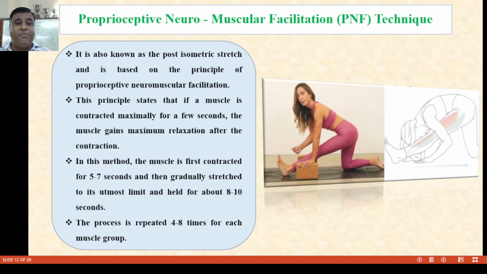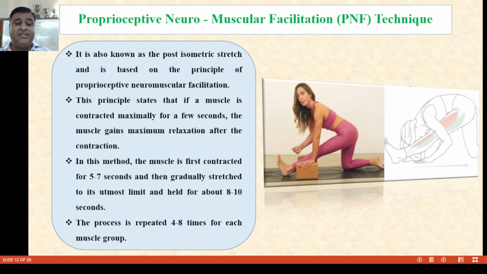Now PNF, proprioceptive neuromuscular facilitation, is called the PNF technique. It is also known as post isometric stretching exercise. It is based on the principle of proprioceptive neuromuscular facilitation. The principle states that if the muscles are contracted maximally for a few seconds, the muscles gain maximum relaxation after that contraction.